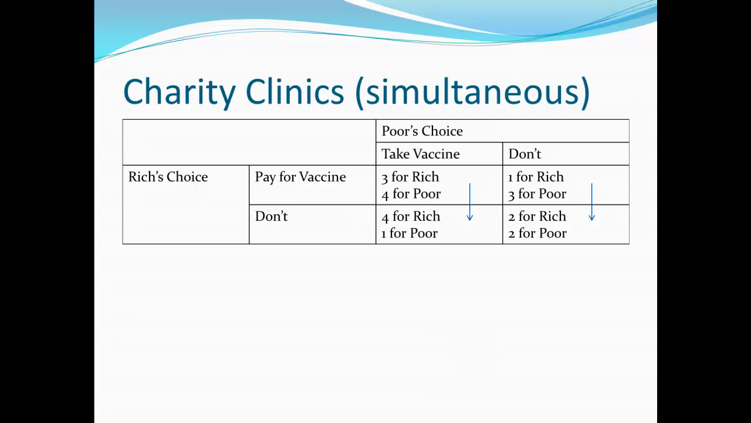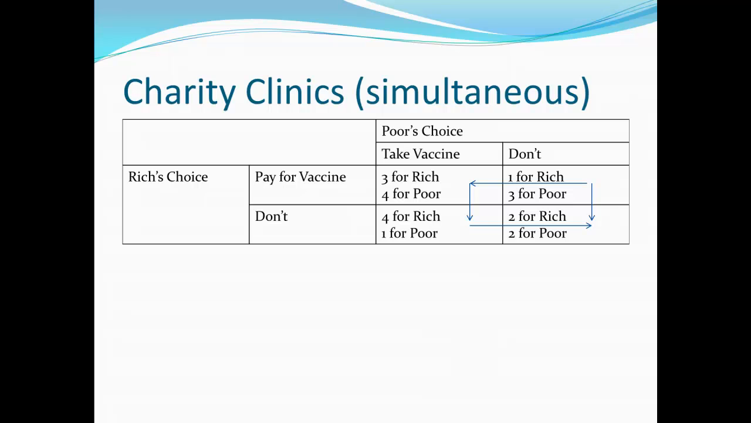Then the poor say, if the rich pay for the vaccine, it's worth taking. In fact, that's the best outcome as far as the poor are concerned, because they have their money to spend on things like food, but at the same time they're protected against disease. Now, if the rich don't pay for the vaccine, the poor don't want to take it, because they want to keep their money for things like food, things they definitely need, whereas the vaccine is only protecting against the possibility of a disease.